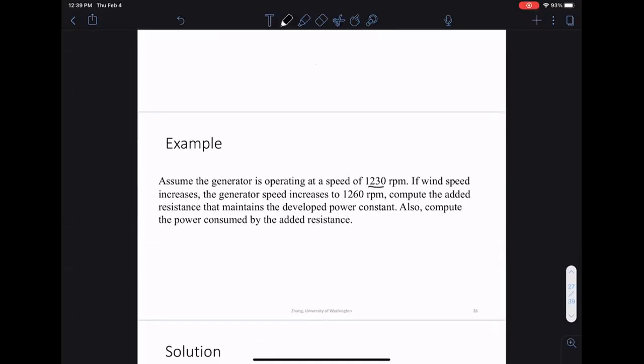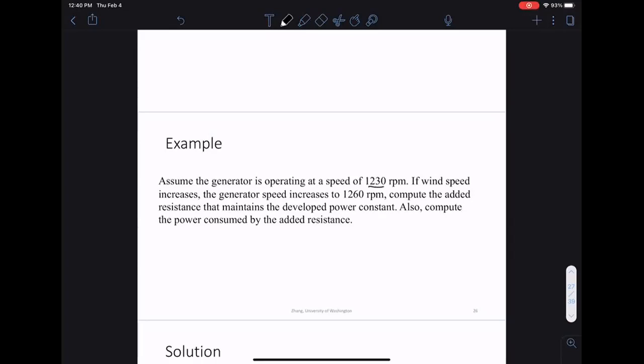But let's say we want to keep the developed power constant. Let's say I want the power out of this generator to be constant. So what resistance do I need to add to the rotor side to keep this constant? And then we want to compute how much loss is in the system. We're adding resistance to keep the developed power constant, and we want to compute how much of the power is actually being burned through this resistance, the added resistance we're adding to the rotor.